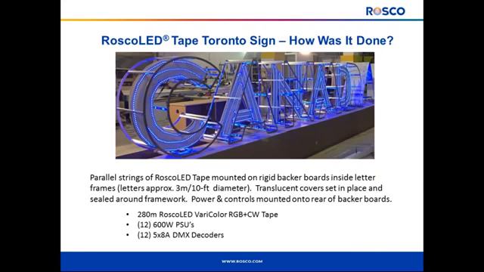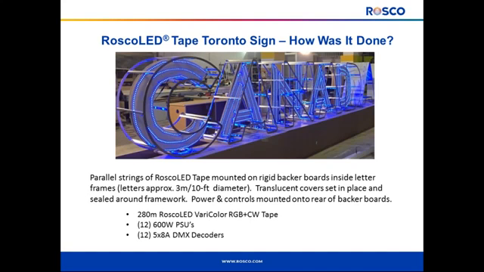So it's very easy to really create some different scenes using this product. So you might ask, how is this done? This gives you an inside look at the construction of the letters. The letters themselves are actually about 3 meters or 10 feet in diameter. And as you can see, there's a rigid backer board that's mounted inside the structure of the letters. And then there's parallel strings of LED tape that are affixed to those backer boards. The power and dimming controls are placed on the backside of those boards.